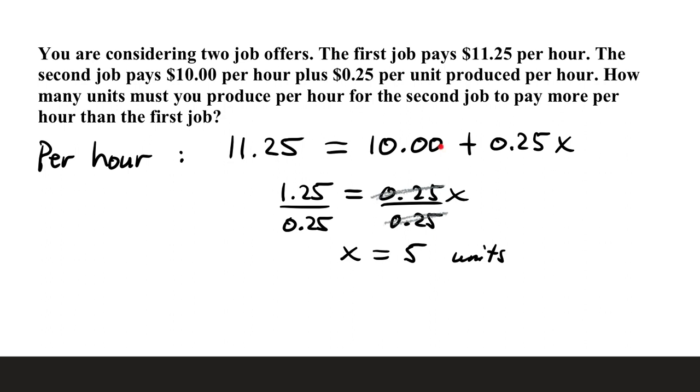Let's solve this for x. Subtract 10 from both sides. That leaves us with $1.25 equals 0.25x. Divide both sides by 0.25. And as long as we make more than 5 units per hour, the second job will pay more than the first job.